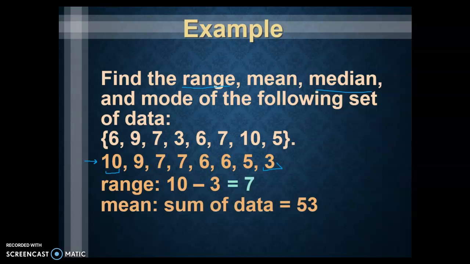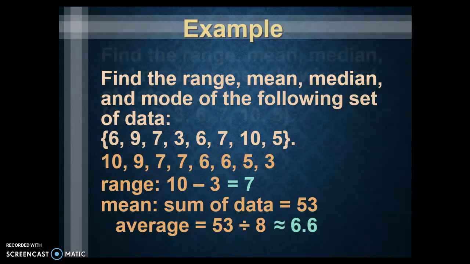Our mean is the sum of the data divided by the total numbers here. So 1, 2, 3, 4, 5, 6, 7, 8. We've got 8 digits that we've added. So we've got to take our sum, which is 53, and then we've got to divide that by 8. And 53 divided by 8 is approximately 6.6. That's our mean.